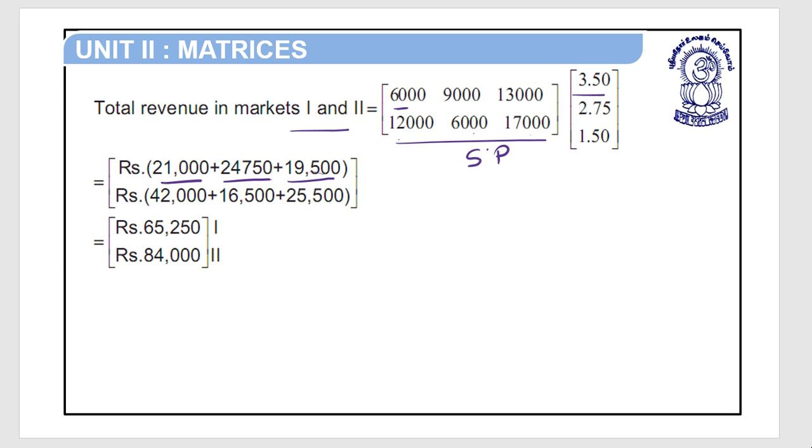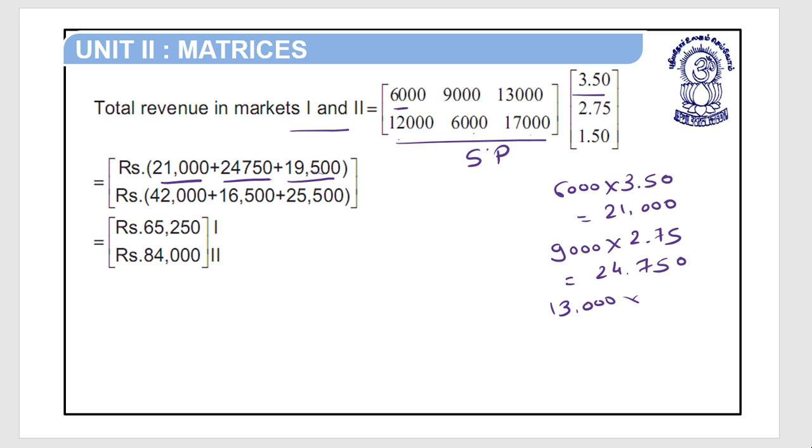6,000 multiply with 3.50, so we will get 21,000. 9,000 multiply with 2.75, so we will get 24,750. 13,000 multiply with 1.50, so we will get 19,500.